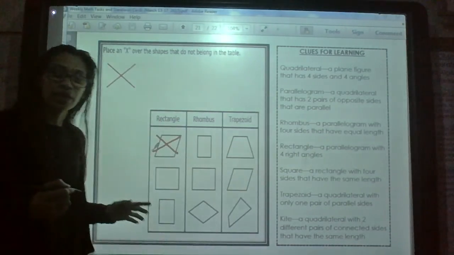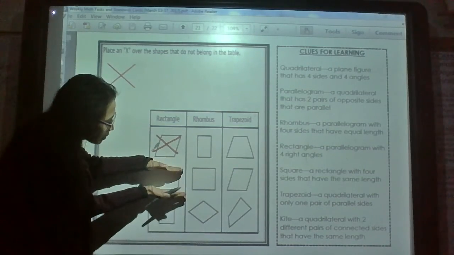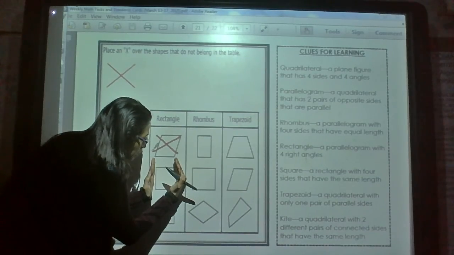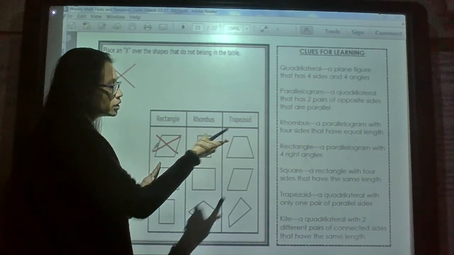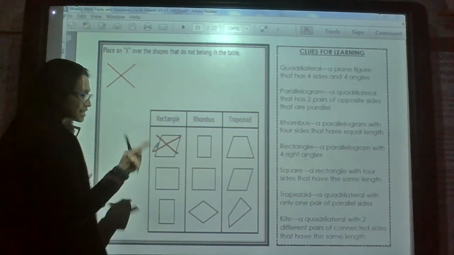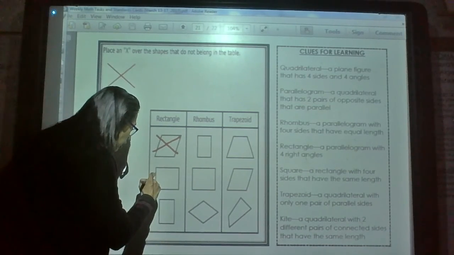Is it a parallelogram? Yes, because look, the top and the bottom are parallel. They go the same way. The left and the right are parallel. And what's the other condition? Is that it has 4 right angles. Look at the corners. Are those right angles? Yes. So I'm going to just put a little check right there.